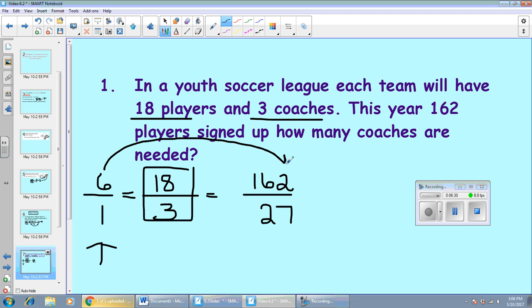And then I found out what times 6 gets me to 162, and it's 27 times as big. So then 1 times 27 is 27. You could also say that 18 times 9 is going to give me 162, and then 3 times 9 is 27. So really, you're using your knowledge of equivalent fractions, and you also could then use unit rate to solve this question as well. So I went kind of backwards, found the unit rate. It was easier multiplication for me.